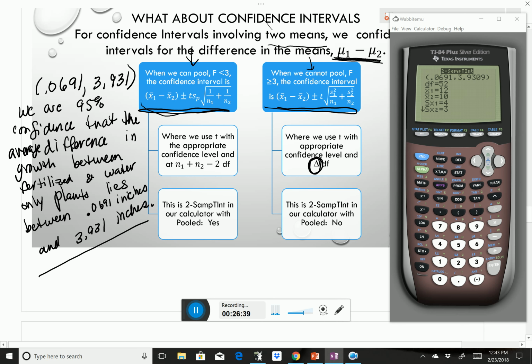Now, looking at this, what can you also conclude from this number? Well, if you look at this, can you conclude the same thing that we concluded before? Can you conclude that the fertilized plants are always larger? And the answer to that is yes, we can.